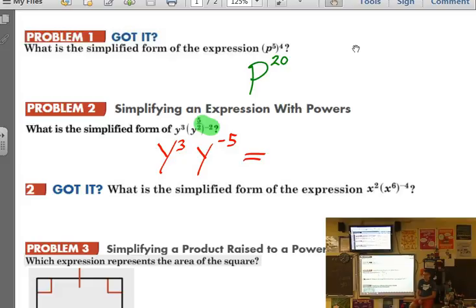It's all good. You can pass. Okay, you're good. Max? You would add the exponents.